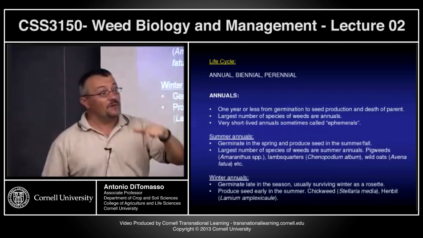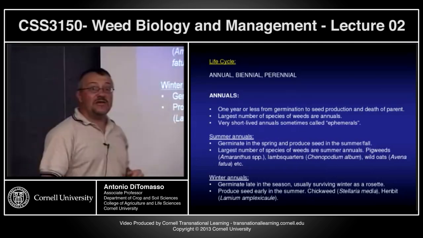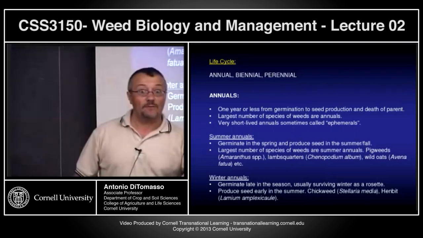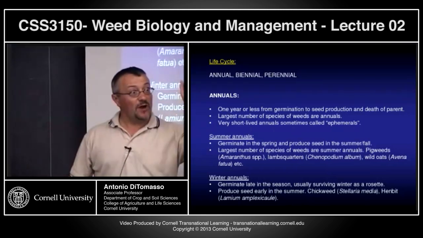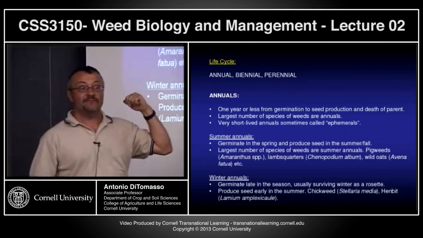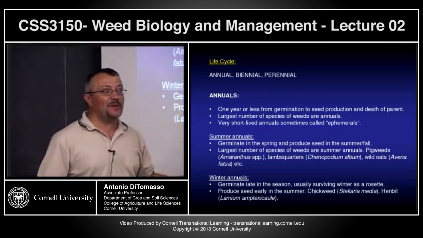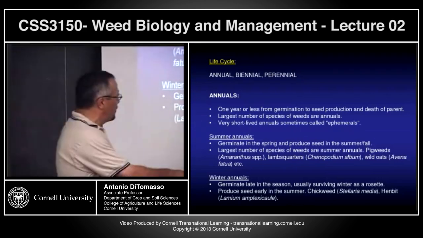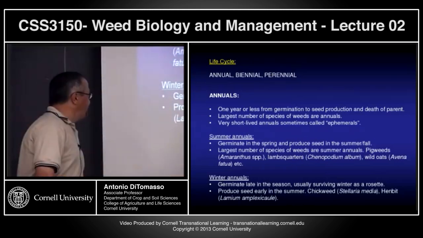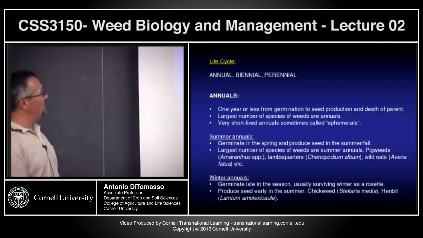So given that they germinate in the fall, they're going to be a major problem in our fall sown crops. As we're getting the winter rye, winter wheat and cover crops in there now, they're the ones that are going to be competing. They're not going to be the lamb's quarters, the pigweed or the velvet leaf. They're going to be the chickweed, things like the henbits, some of these species that we have in here.